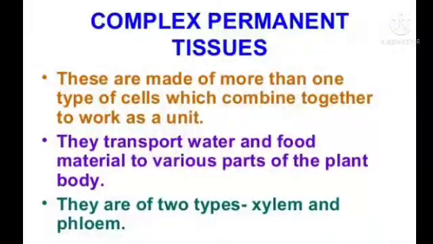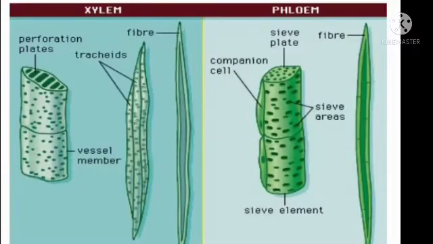Complex permanent tissues. These are made up of more than one type of cells which combine together to work as a unit. They transport water and food material to various parts of the plant body. They are of two types, xylem and phloem. Here is a picture showing xylem and phloem.